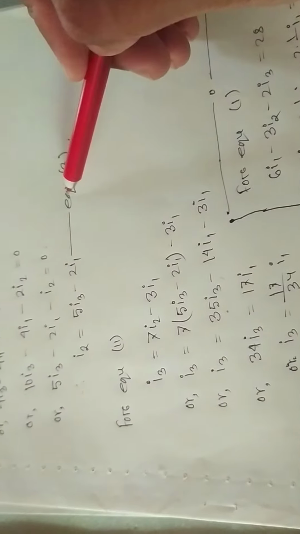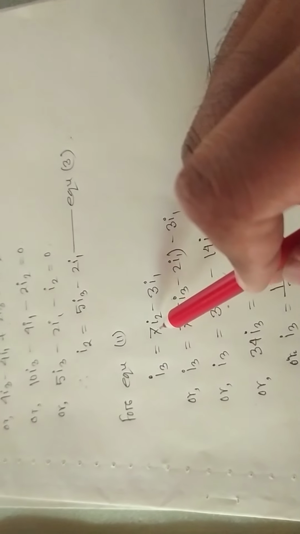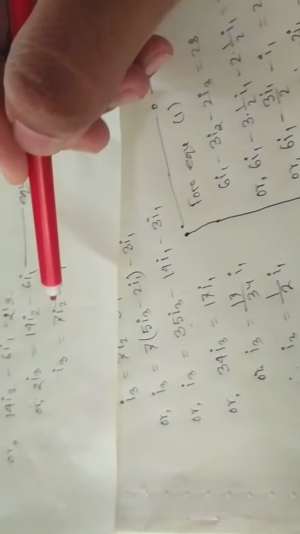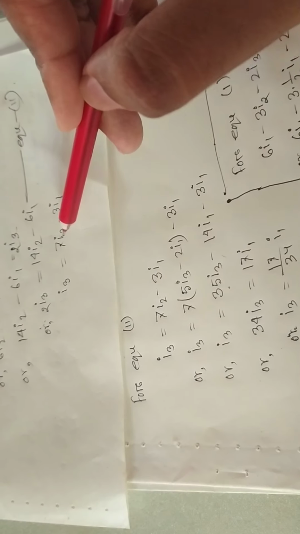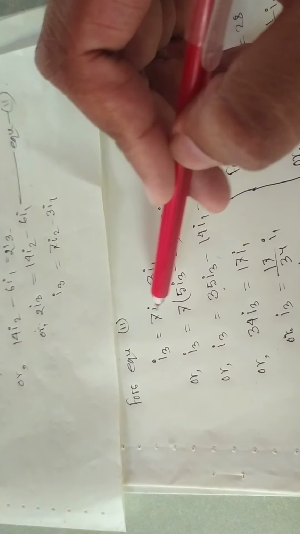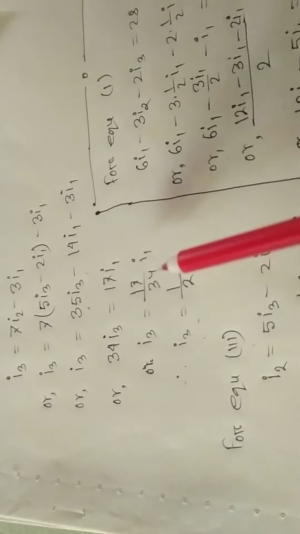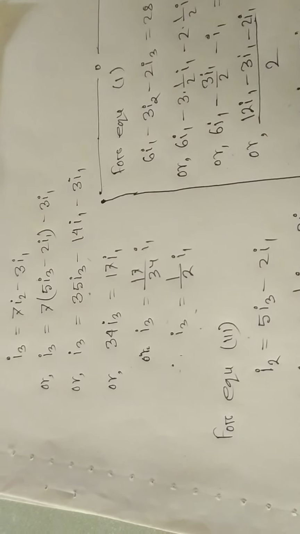For equation 3, I3 equals 7 I2 minus 3 I1. For equation 2, we set this value in equation 3: I2 equals 5 I3 minus 2 I1 minus 3 I1. Easily calculating, 34 I3 equals 17 I1, so I3 equals 17 by 34 I1. Last calculation, I3 equals half I1.